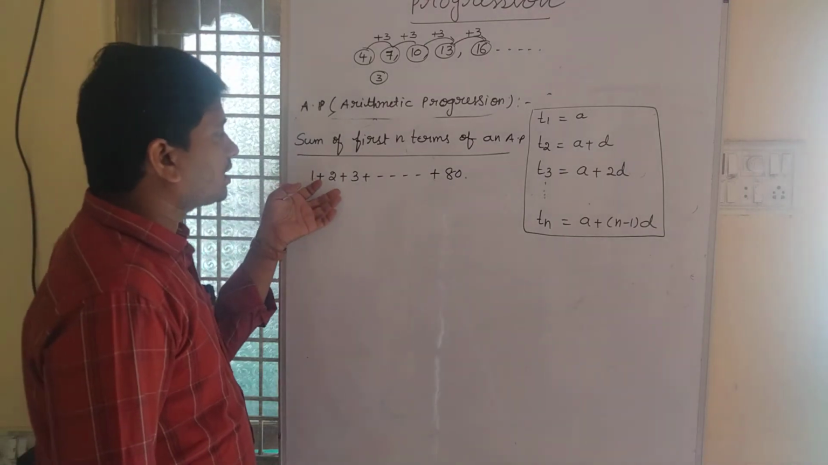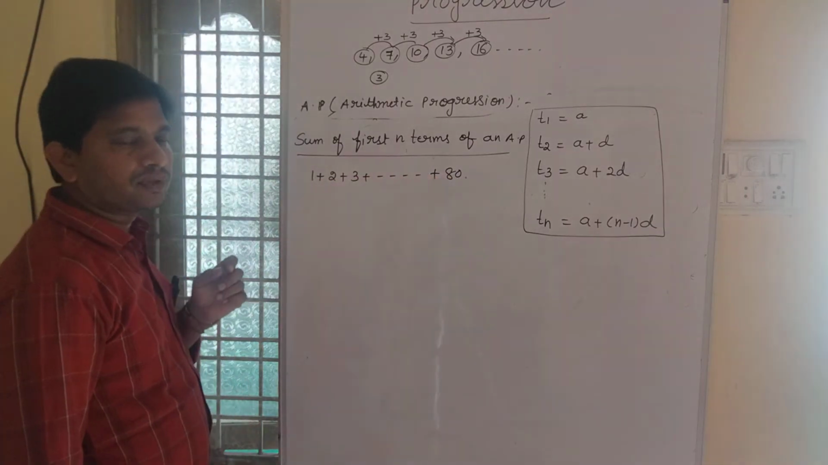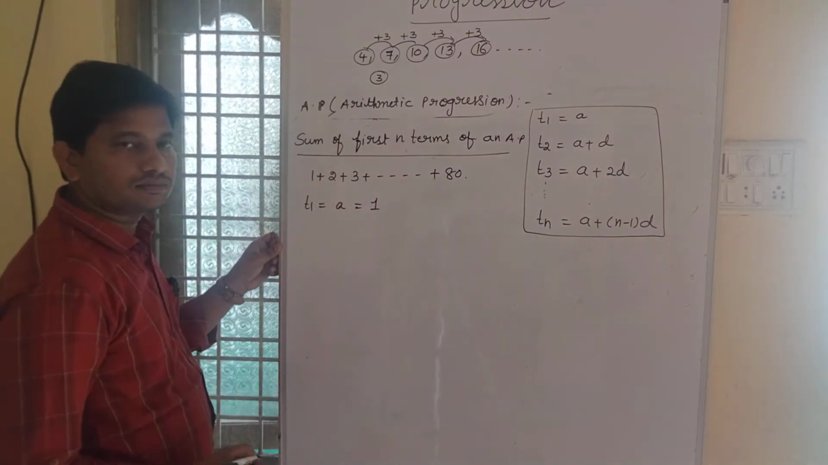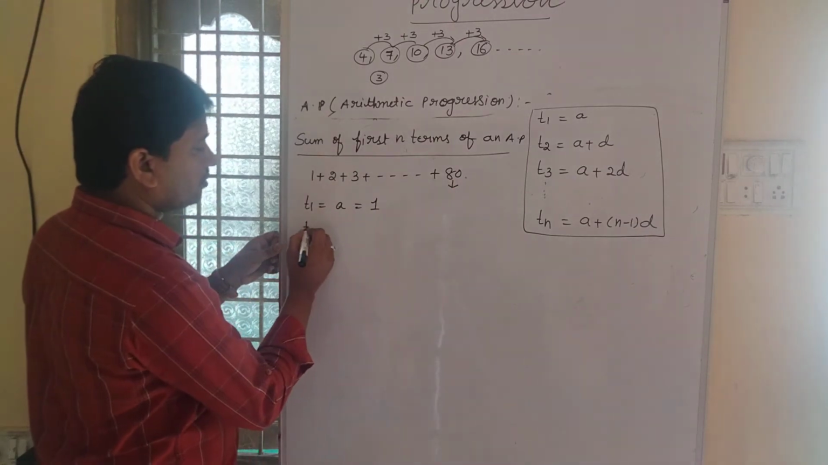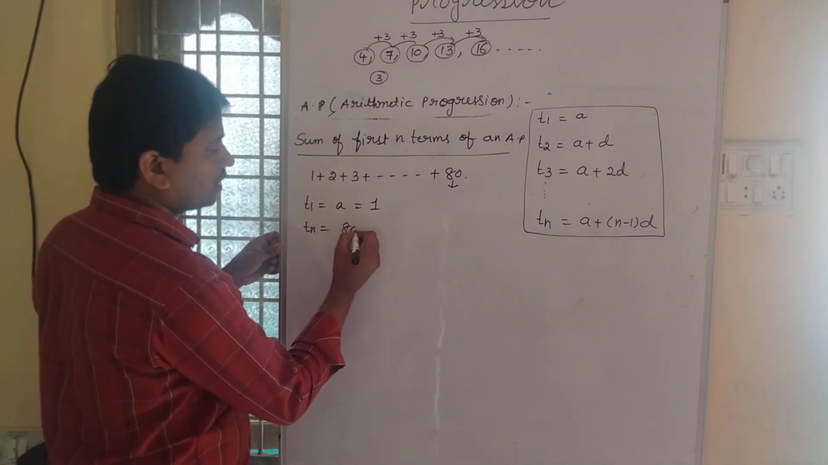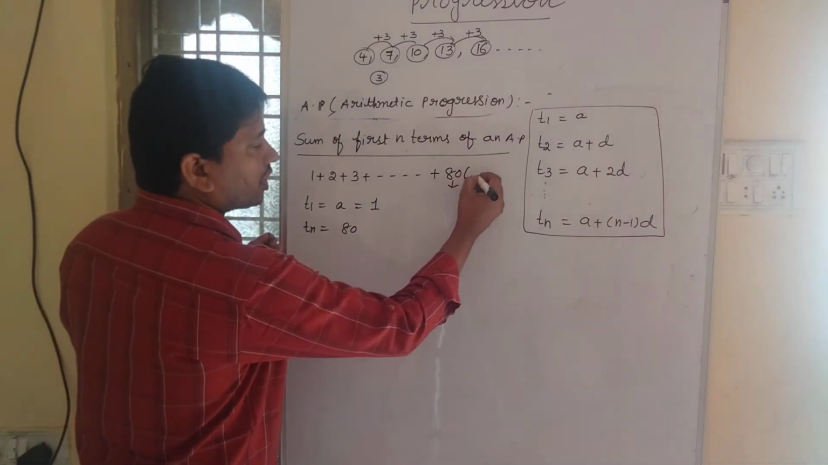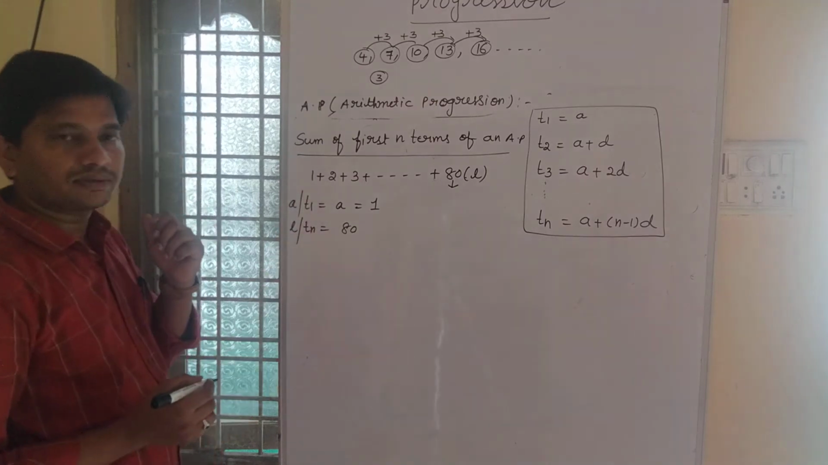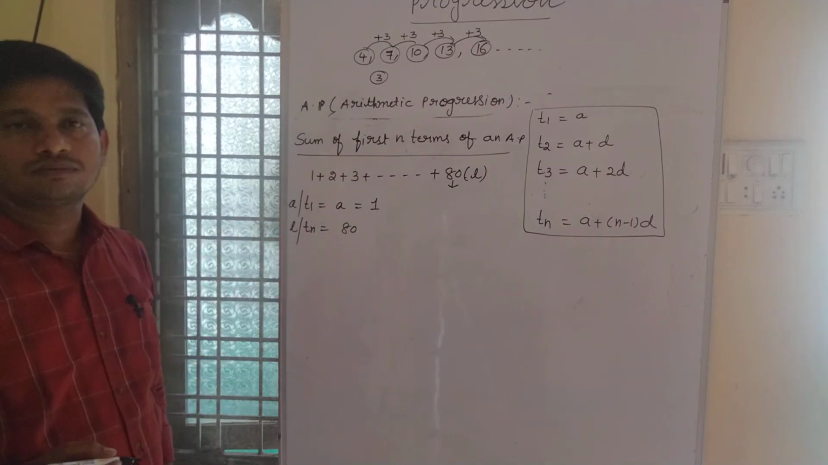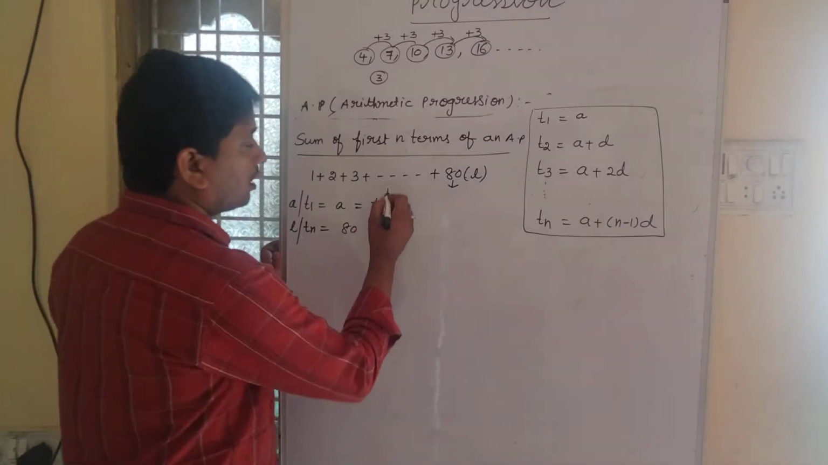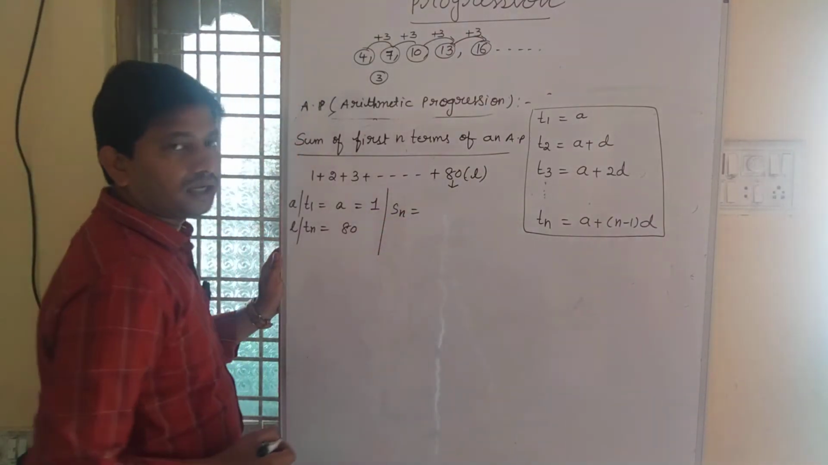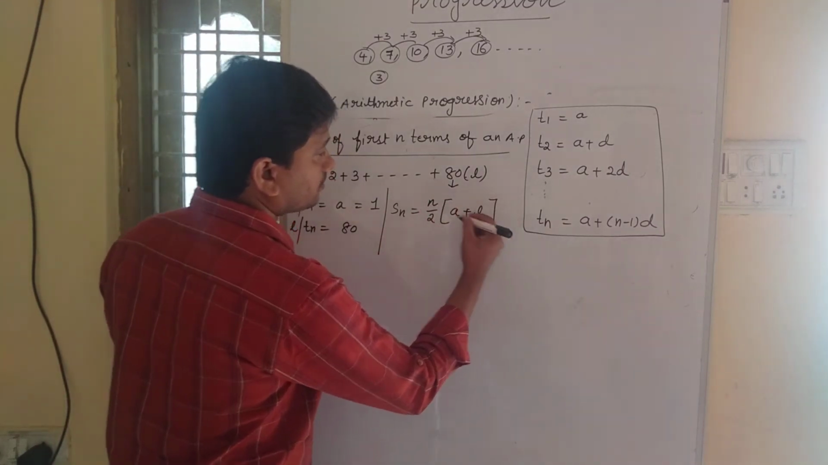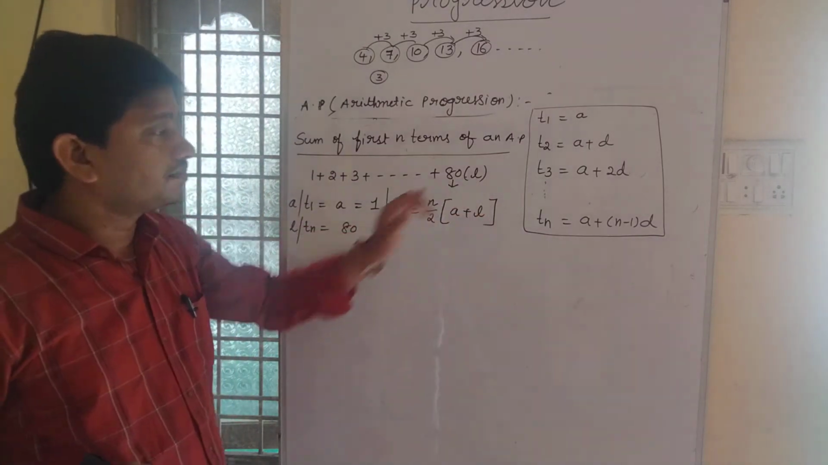Okay, for example, 1 plus 2 plus 3 plus and so on plus 80. Here what is the first term, children? First term T1 is equal to a, that is 1, and here the nth term Tn is equal to 80. This we can also call the last term l. So the formula for finding the sum of n terms of an AP is Sn equal to n by 2 into a plus l, if we know the last term.